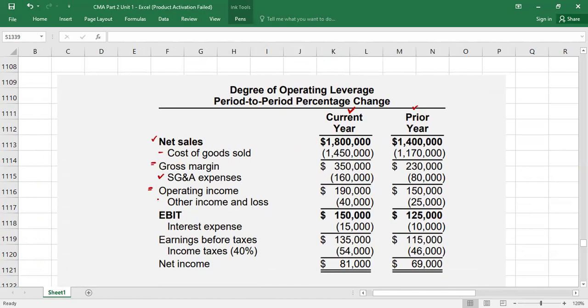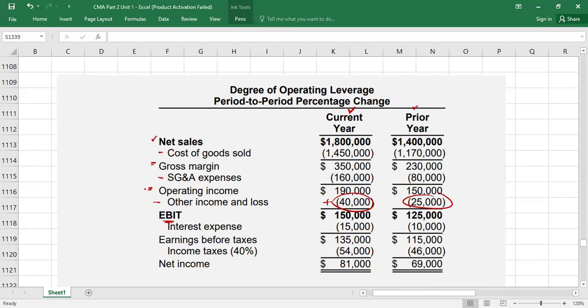Then we have other income and losses. This is added here. Obviously, this is deducted. Other income, if other income is there, that will be added. But here we have a loss. Here we also have a loss. So if loss is there, you will deduct. If income is there, you will add. Then we have EBIT.